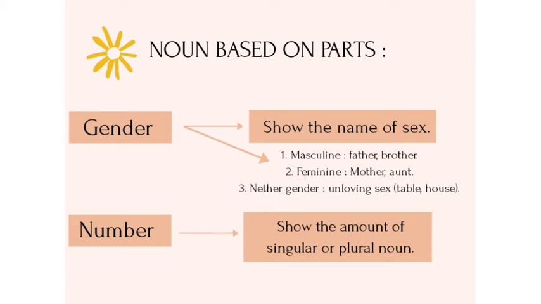Noun based on parts. First is gender. Gender is the name of sex. There are masculine: father, brother. Second, feminine: mother, auntie. The third is neither gender, not having sex. Jadi tidak punya jenis kelamin, such as table, house. The last is number. Number is the amount, singular or plural noun.